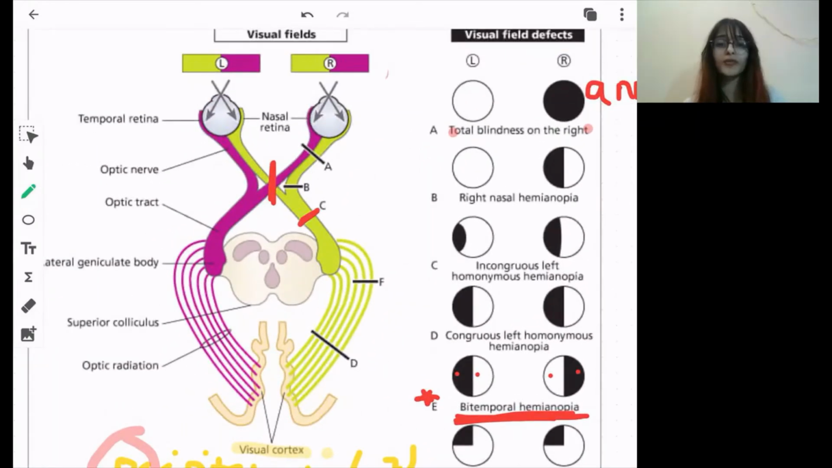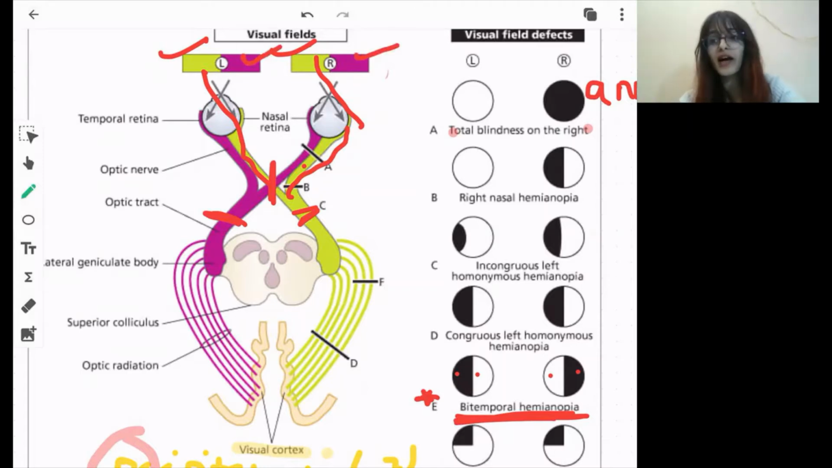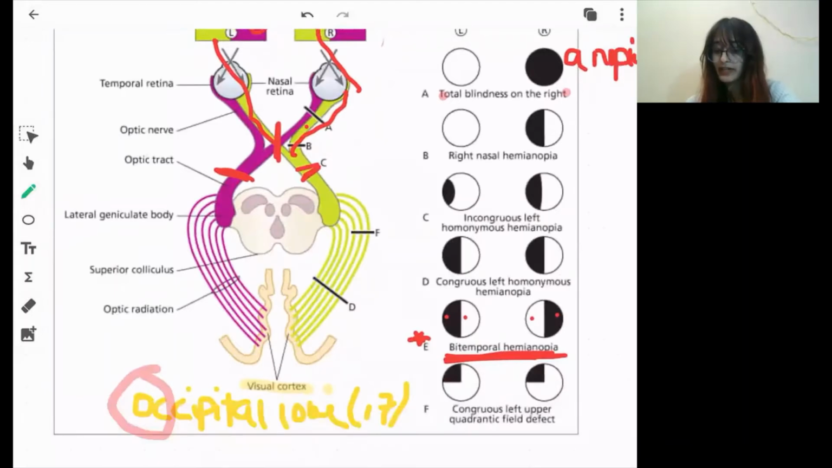Next, the optic tract. If there's optic tract damage, for example damage to the left optic tract, there will be a defect in the right half of both visual fields. Now you have to look in the question if they're asking about the visual field or the retina. So wait a little, we'll see that in questions. So the visual field defect they have shown here was a left homonymous hemianopia.